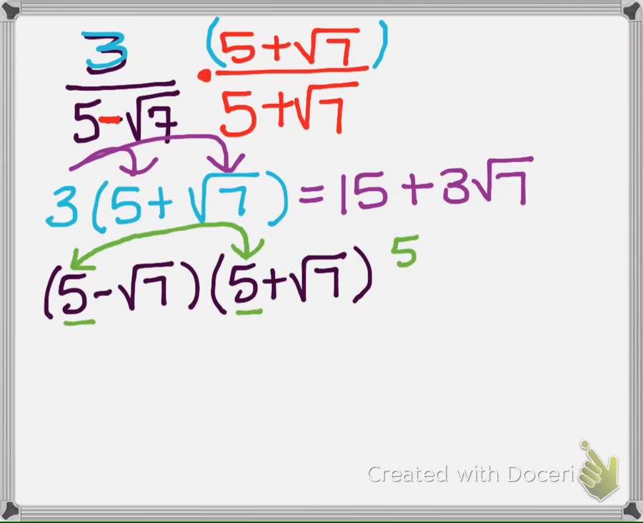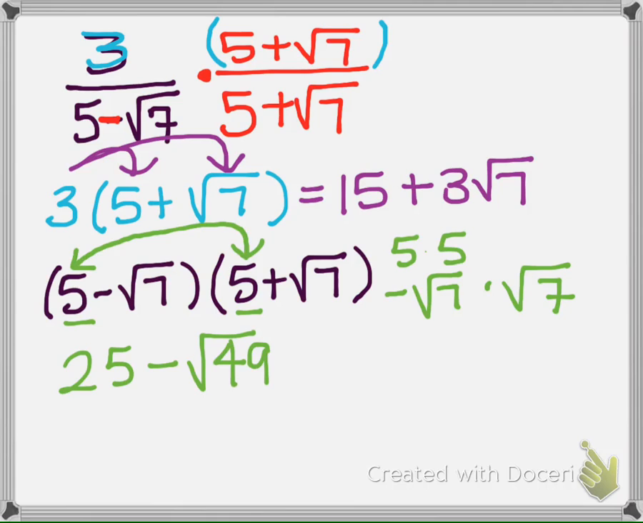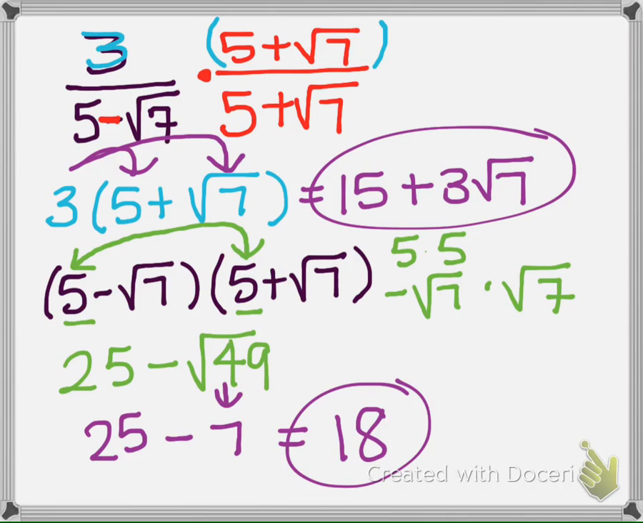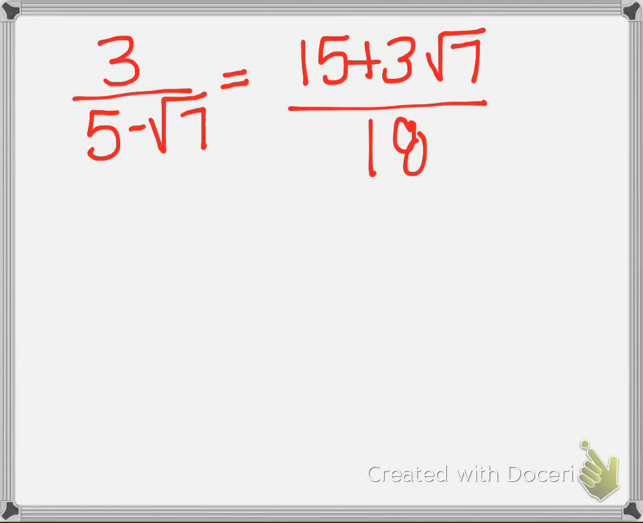5 times 5 is 25. And then negative radical 7 times square root of 7 is negative square root of 49, which the square root of 49 is 7. And then we have 25 minus 7, which is 18. So putting that all together, this is what we have in the numerator, this is what we have in the denominator. Now we have to check and see if anything can be simplified.